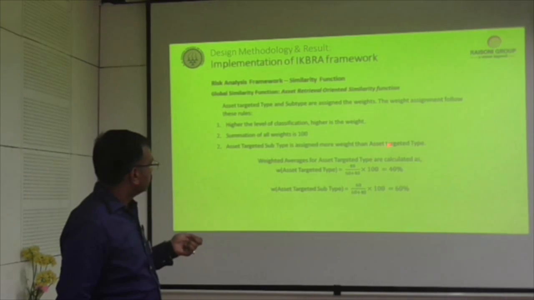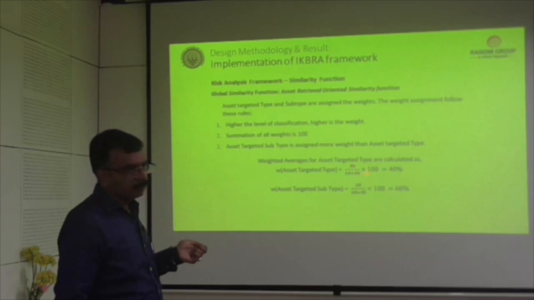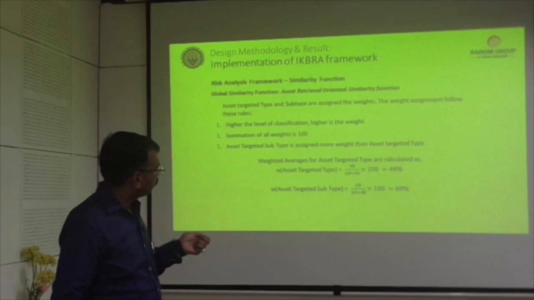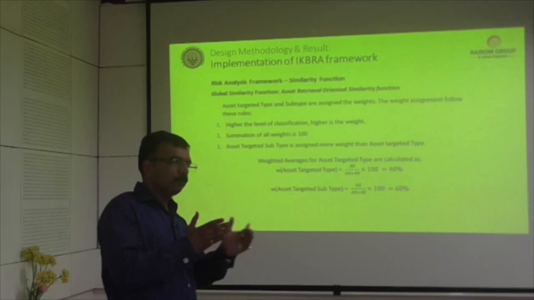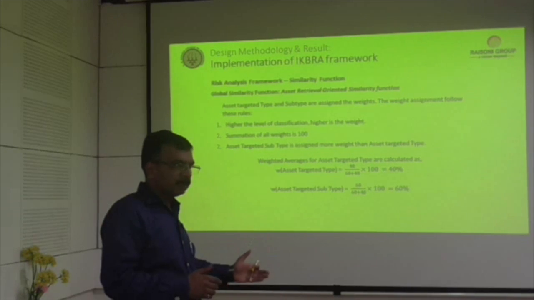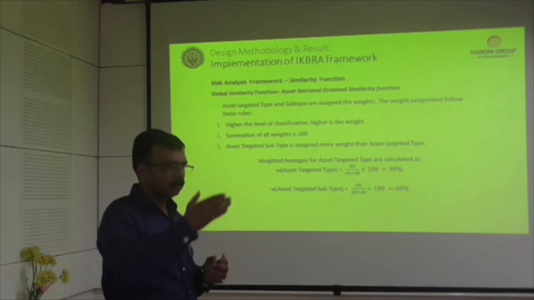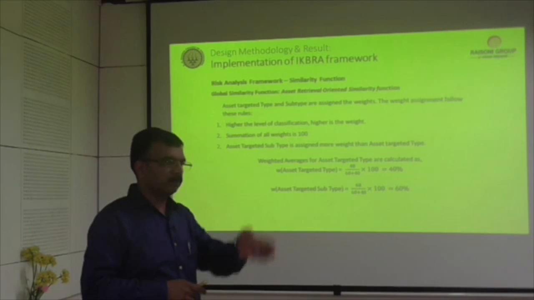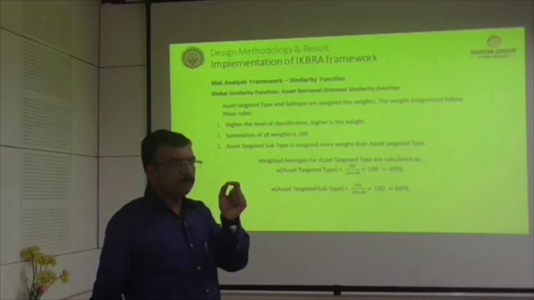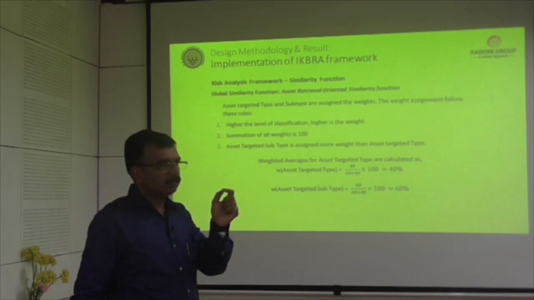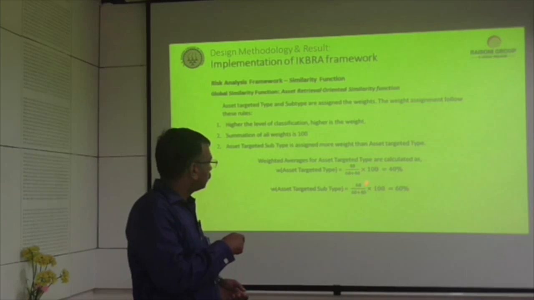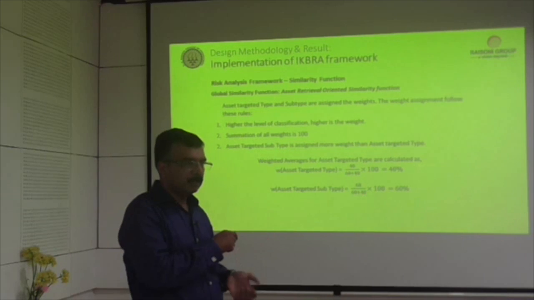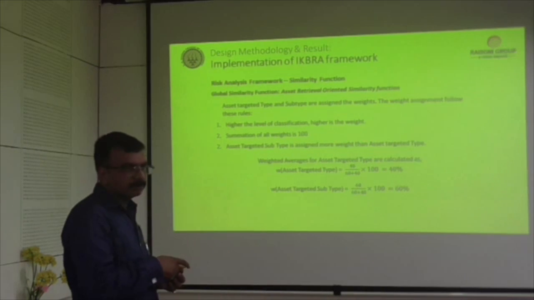One is the asset targeted type, and here we have the asset targeted subtype. We have given 60% to one and weight 40 to the other. The logic of giving this 40-60 is that if we give 50-50, we will not get the result. If we give 70-80 and 30, then when the data gives the similarity result, the value of the similarity will be very low. And if the similarity value is low, it is very difficult to identify whether it is effective or not. We tried different combinations and found that this is the best, where we get the best result using the combination 60-40.